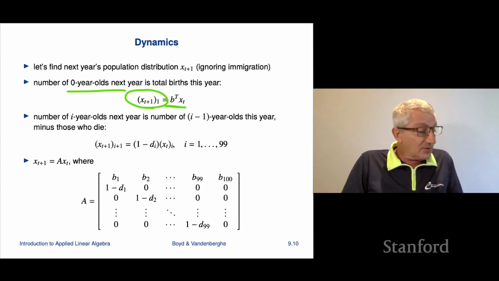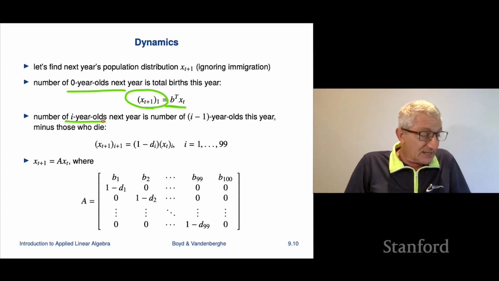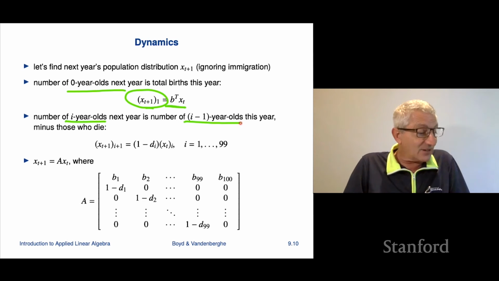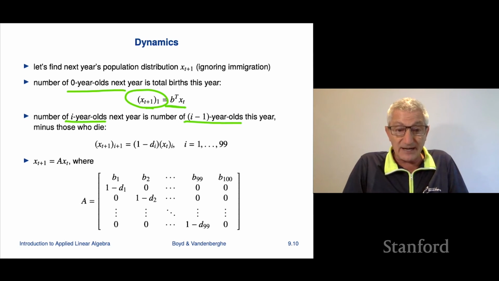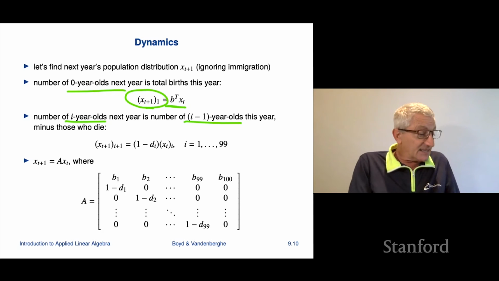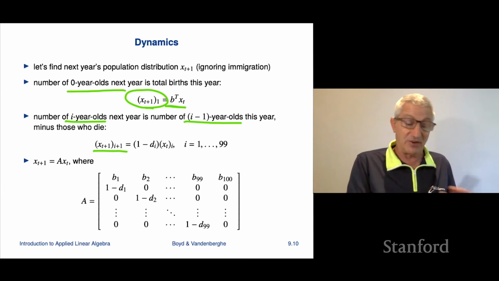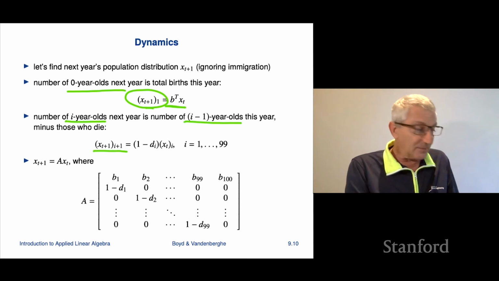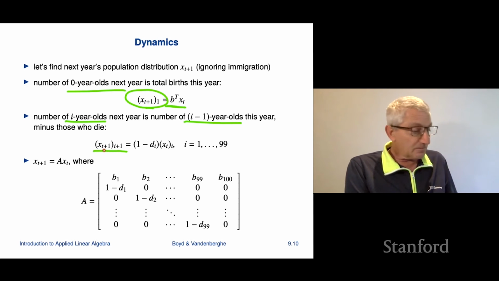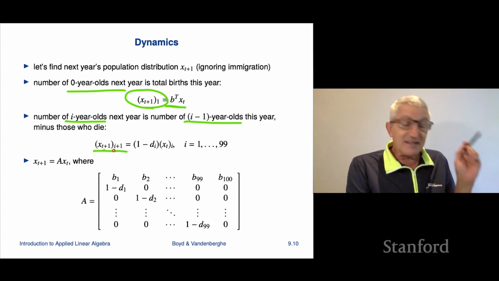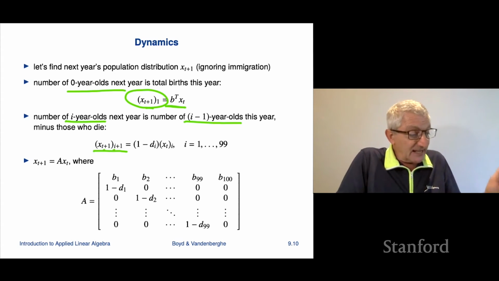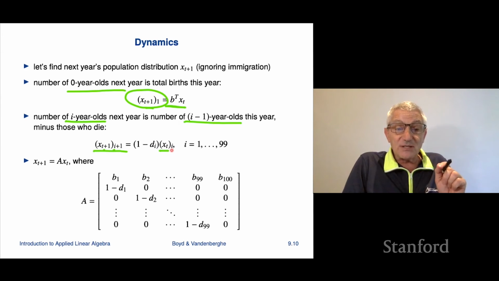Okay, now the number of i-year-olds next year is going to be the number of (i-1)-year-olds this year minus those who die, right? And if the death rate is d_i, it says that x_{t+1}, i+1, and you really have to read these very carefully because otherwise, it's very confusing. This says the population distribution next year sub i+1. That's the number of i-year-olds next year. And that's equal to the current number of (i-1)-year-olds.